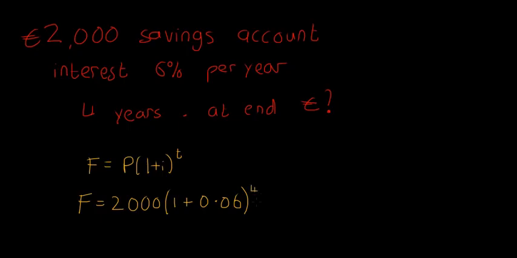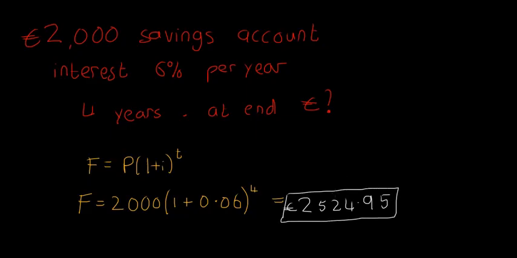And the last one here is 4. If you stick that into your calculator, you will find that the answer is 2,524.95 euro. That's how much money you'll have in your savings account after 4 years, which is quite a bit more than just your 2,000. So you've actually got over 500 euro from the bank in just 4 years. Hopefully you get that. If you want, you can check it using the method we did in the last video, step by step, but you'll get the exact same answer.